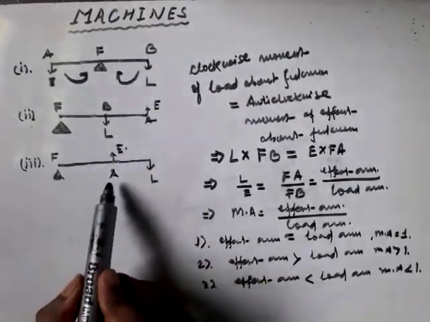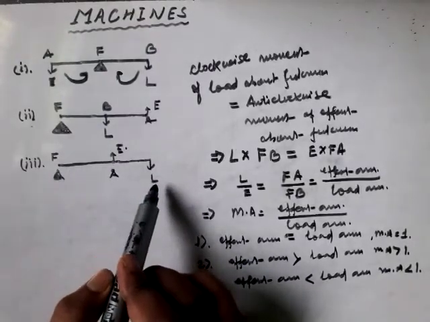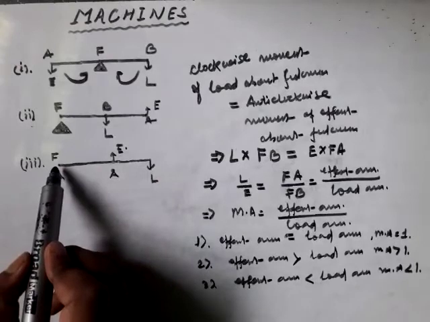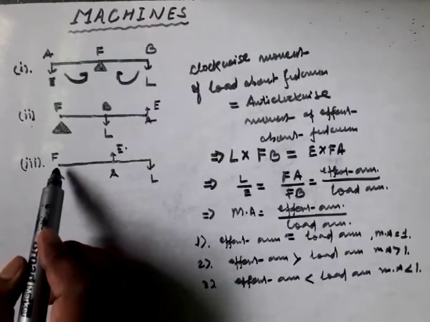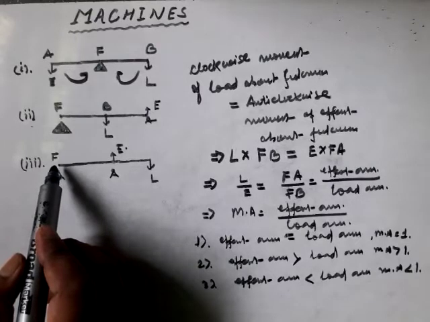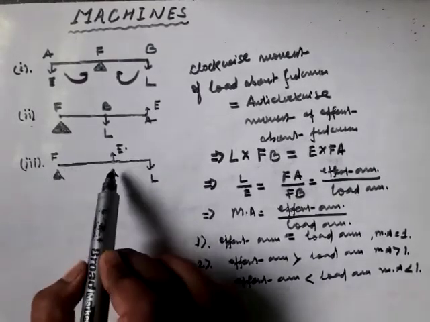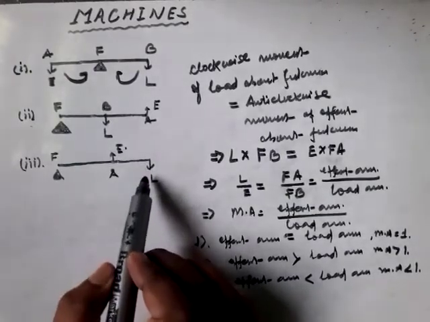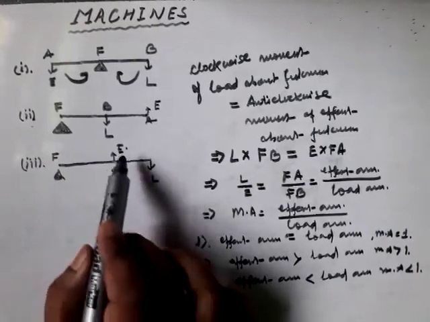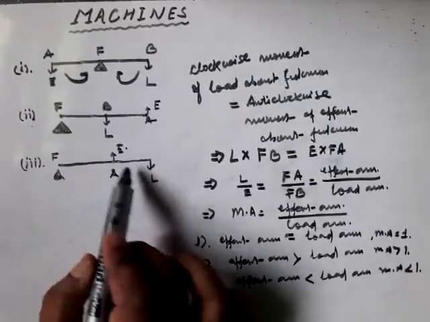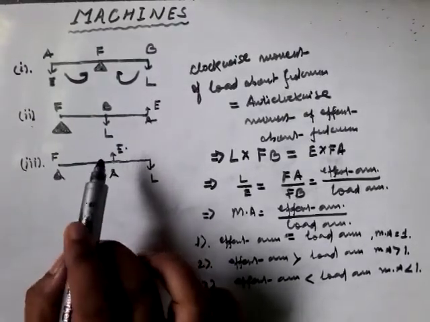And what happens when the effort is in between the fulcrum and the load? We know that the fulcrum is a fixed position, about which the lever tends to move, rotate, or turn, okay. So in this condition, effort is upward and load is downward. In this case also the effort is in the middle, and the direction of the effort and load is opposite. So this kind of lever is called a third class lever, okay.